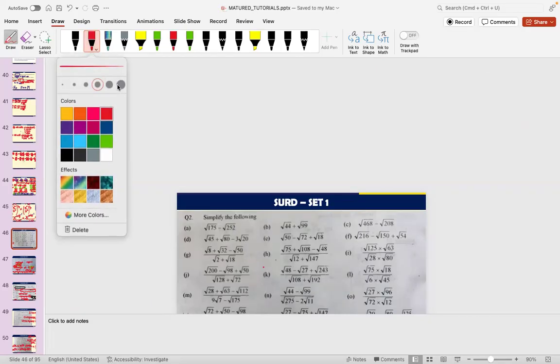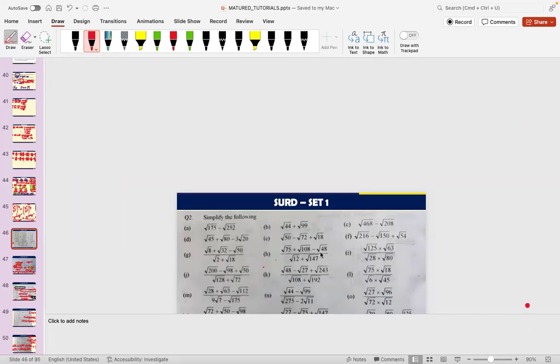So let's write the question and then proceed. So we are supposed to solve question number A. We are supposed to solve square root of 175. Yes, sir.